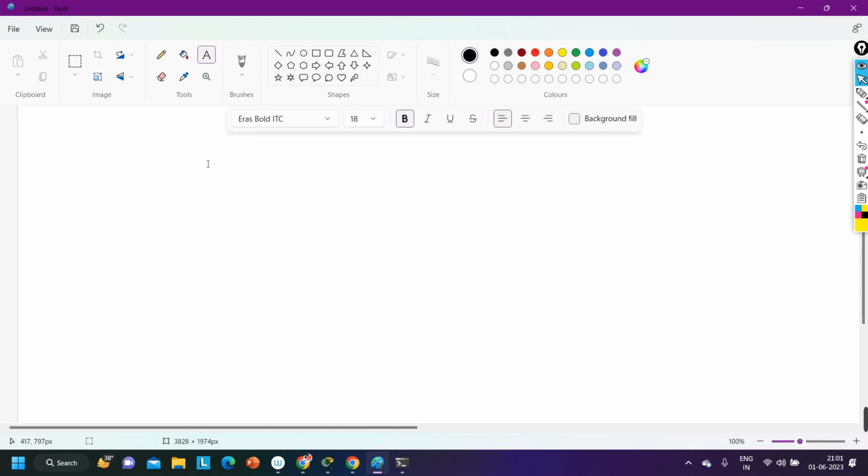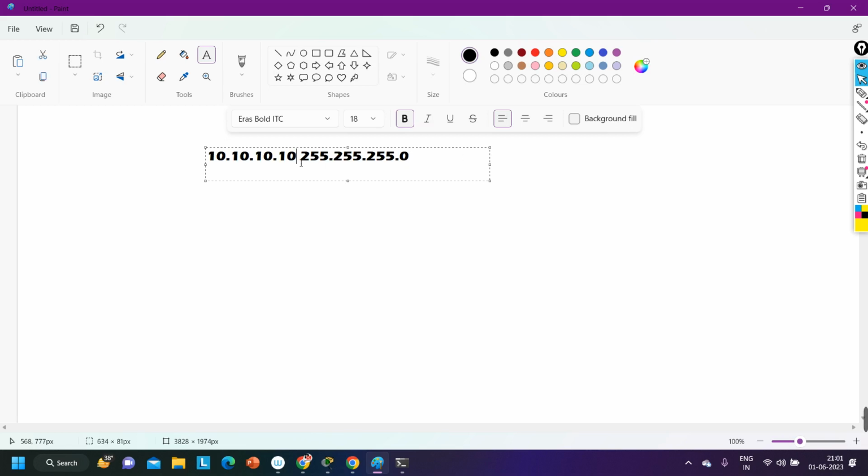Now I am writing one IP address over here, 10.10.10.10. The subnet mask is 255.255.255.0. This is the subnet mask. So the first thing is, which class does this IP address belong to? Class A. Okay. So this one is the IP address. Can anyone tell me what is the network ID of this IP address?